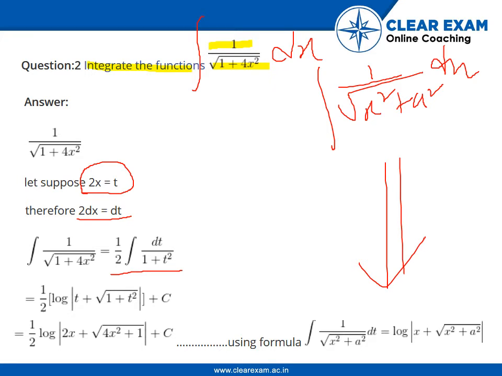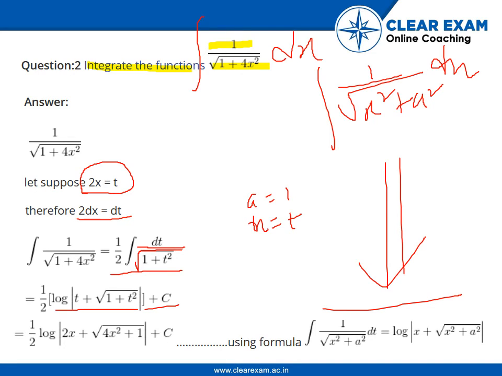Sorry, not this, there is some mistake here, it should be root here. Yeah, so our integration simplifies to dt upon root of 1 plus t square. Now we can see that our a is equal to 1 and x is equal to t, so we can simply apply this formula here. So our final integration becomes half multiplied by log of t plus root 1 plus t square plus c.